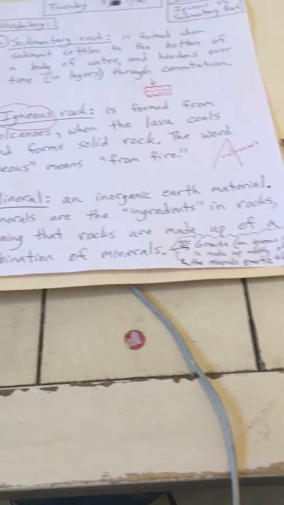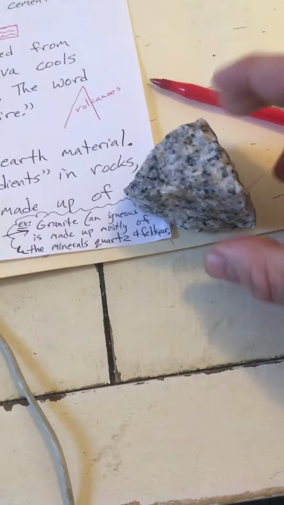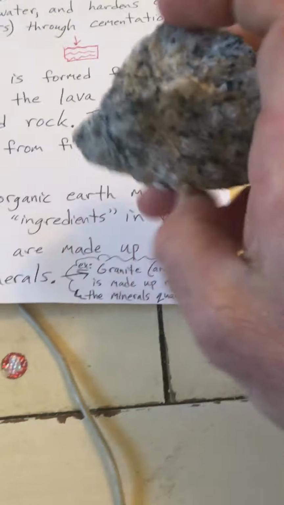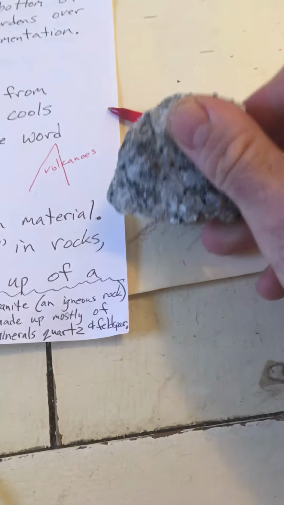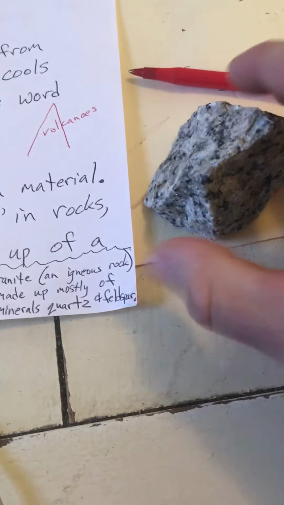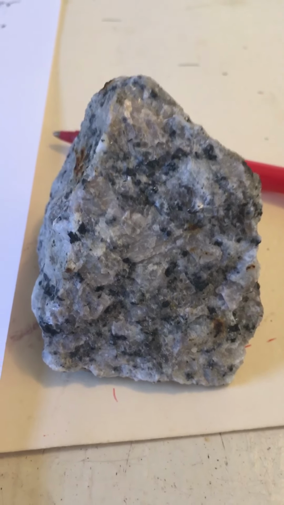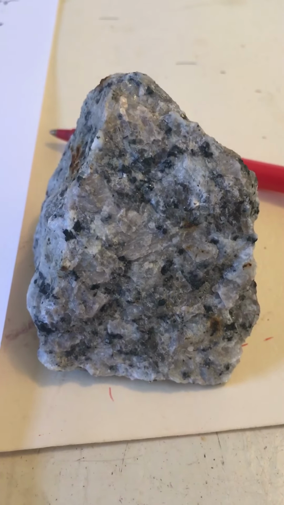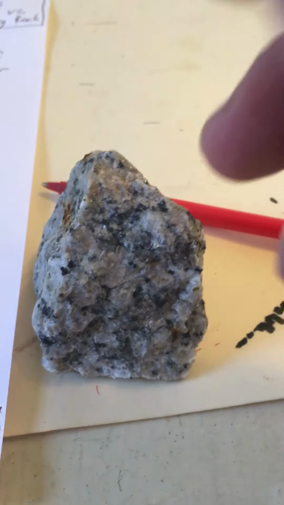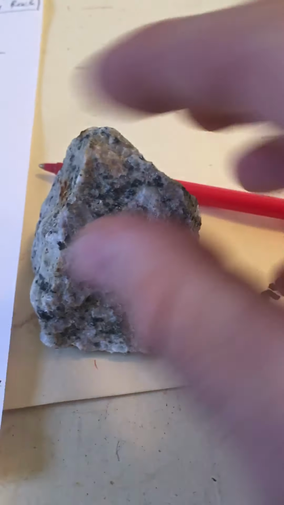So when you look at a rock, this is a piece of granite rock. When you look at this rock, you can see all the different colors, right? There's white, there's black, there's some brown, there's all different colors mixed into it. Okay? So each of those different colors are different minerals. So the white is called quartz. That is the mineral of quartz that's inside of this granite rock. So granite rock is made up of mostly quartz and another mineral called feldspar. Okay? And then there's other ones in here.